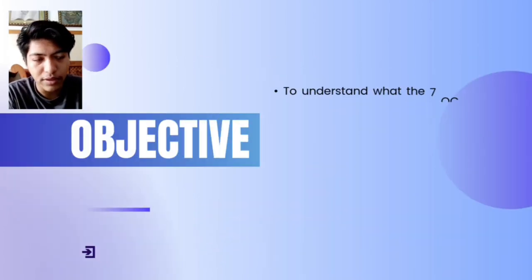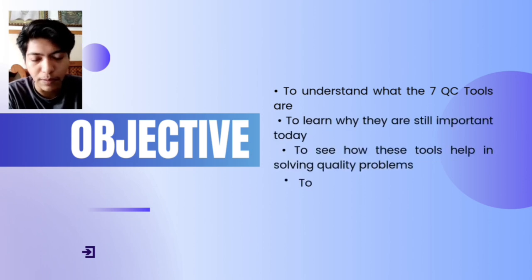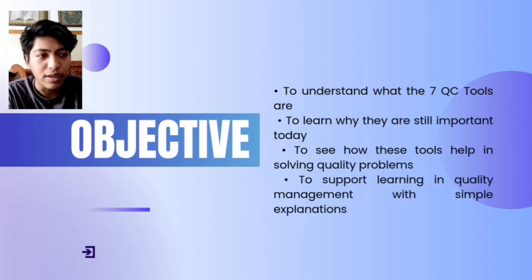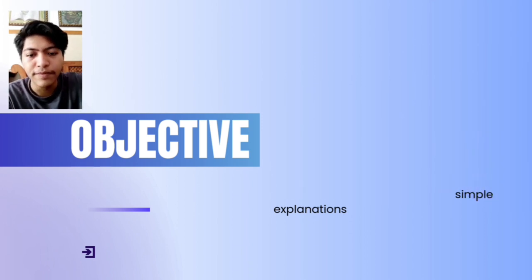For the next part is our objective. The objective of these 7 QC tools are to understand what the 7 QC tools are, to learn why they are still important today, to see how these tools help in solving quality problems, and the last one, to support learning in quality management with simple explanation.